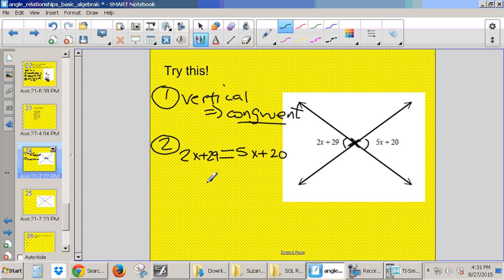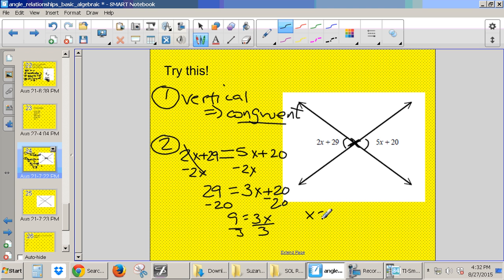So now I'm going to solve this time by hand, and then in the calculator. I want to get my x's on the same side, so I subtract 2x from both sides. So I have 29 equals 3x plus 20, and then I subtract 20 from both sides. 9 is equal to 3 times a number, or 3 times x. So if I divide by 3, I'll figure out what that number is. So x equals 3.